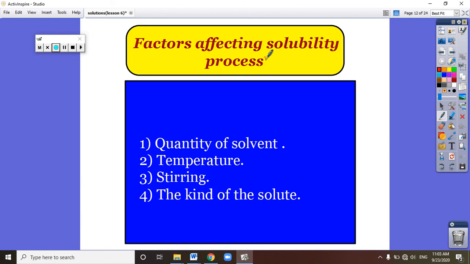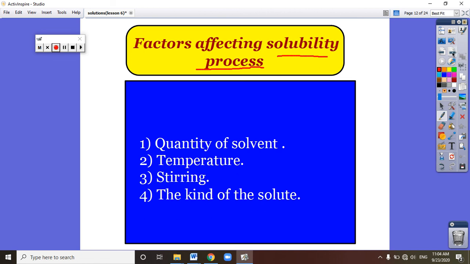At the first, increasing the speed of the solubility process equals decreasing the time of the solubility process. One more time, when we increase the speed of the solubility process, the time of the solubility process will decrease. What are these factors? Number one, quantity of solvent. Two, temperature. Three, stirring. Four, the kind of the solute.